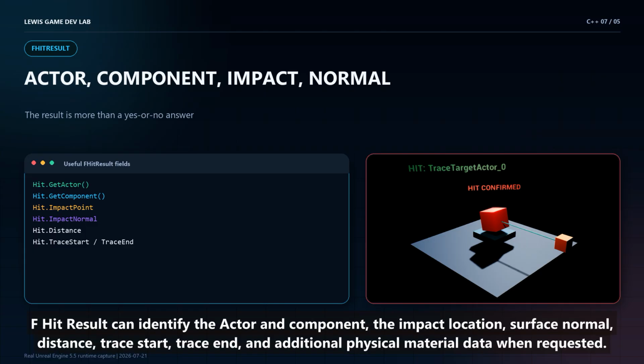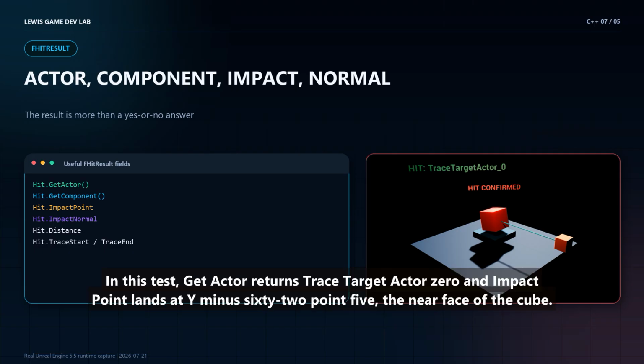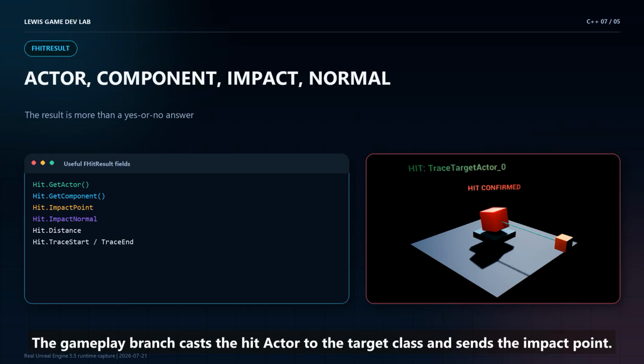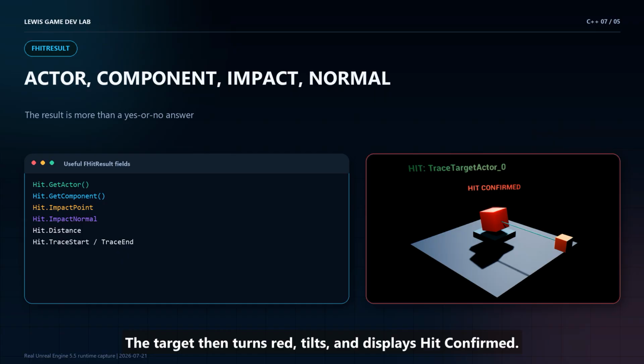FHitResult can identify the actor and component, the impact location, surface normal, distance, trace start, trace end, and additional physical material data when requested. In this test, GetActor returns TraceTargetActor_0 and the impact point lands at y -62.5, the near face of the cube. The gameplay branch casts the hit actor to the target class and sends the impact point. The target then turns red, tilts, and displays hit confirmed.